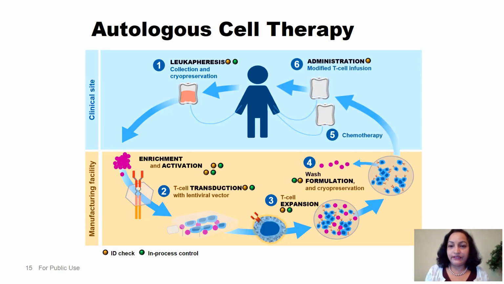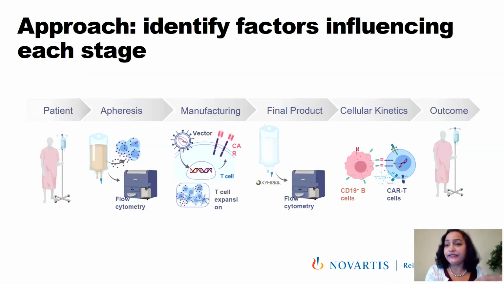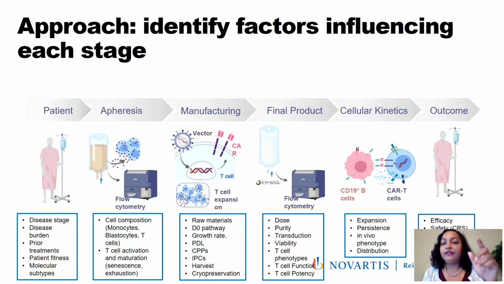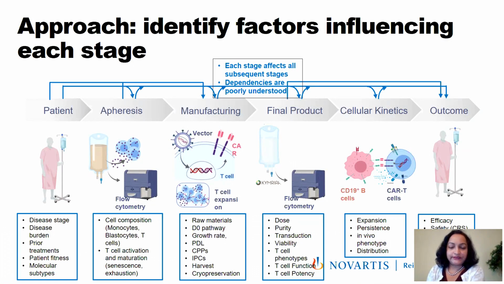The next slide is taking that data set that I just mentioned and breaking it down into where the points are at which we are collecting the data, much in line with what Aya had mentioned in the complex picture earlier. So we have the patient, apheresis, manufacturing, final product, cellular kinetics, and other characteristics.